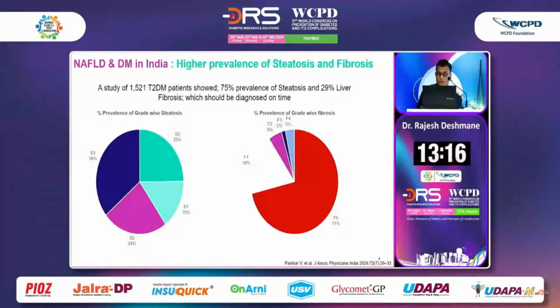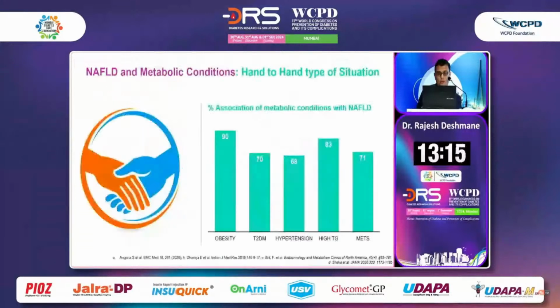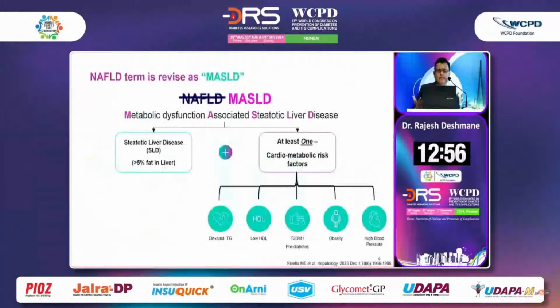If you look at the comorbid conditions with NAFLD, almost 90% of NAFLD patients are associated with obesity, 70% with type 2 diabetes, and 68% with hypertension, high triglyceride and metabolic syndrome. So this is the association. Nowadays, instead of NAFLD, we have labeled it as MASLD. It is metabolic dysfunction associated steatotic liver disease.